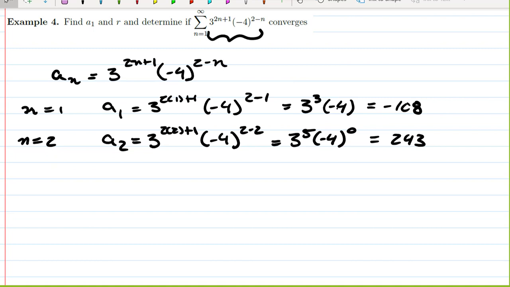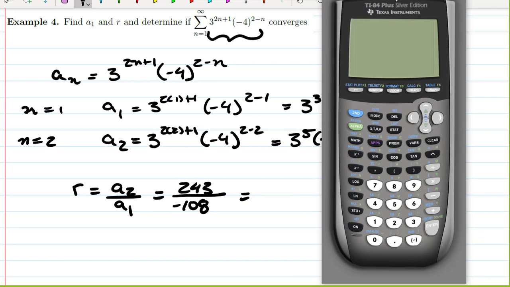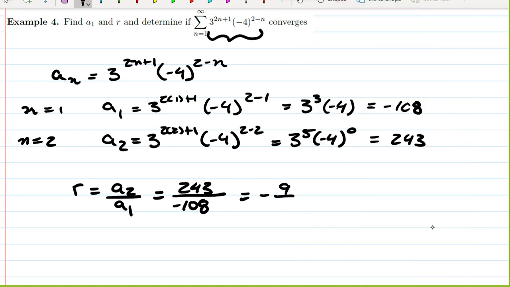So now I have A1 and A2, so R is equal to A2 divided by A1, so that's 243 divided by negative 108. I go 243 all over negative 108, and I press enter, I get negative 9 over 4.